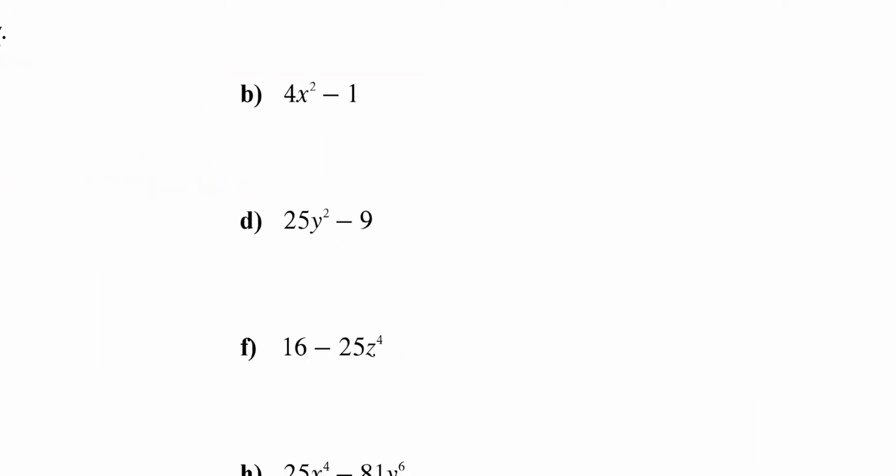For letter B, once again, you have two terms, and you have a minus sign in the middle. So this is a good indicator that you're factoring using a difference of squares. So you have a plus and a minus sign in the middle, and after that, you're taking the square root of each term. The square root of 4x squared is 2x. The square root of 1 is 1. So you have 2x plus 1 and 2x minus 1.